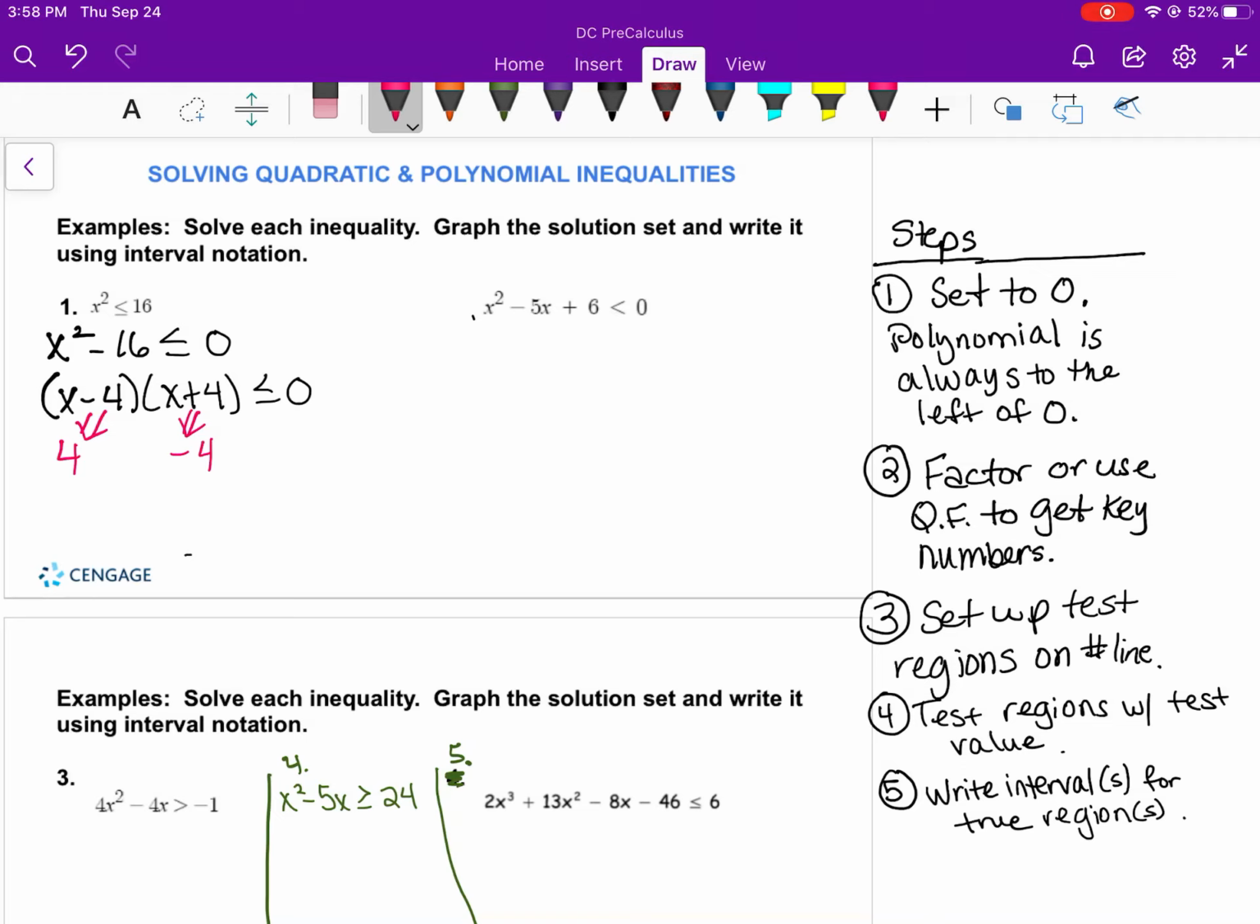Then step 3 says to test or set up a number line with test regions. Let me put that in a different place. So I'm going to put negative 4 and 4 on a number line. Now you want to make sure you put those key numbers in numerical order on your number line. What you're going to do next is choose an x value on the left side of negative 4.